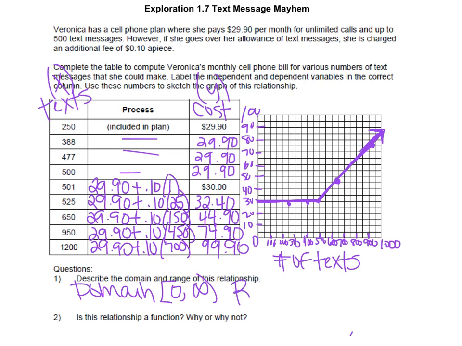Okay, moving on to the range. Range is our y value, which is our cost. So what is the least amount that this plan is going to cost no matter what? Well, even if she sends 0 texts, she still has to pay $29.90 a month. But then, depending on the number of texts she sends, that could just keep growing to infinity.